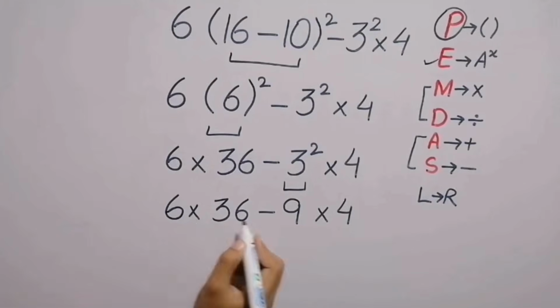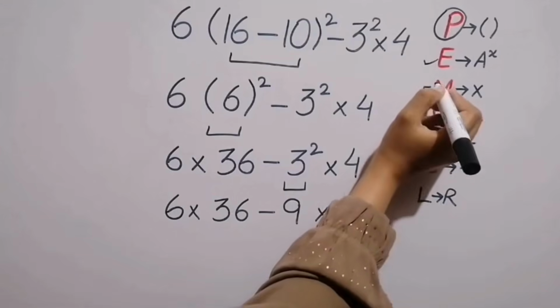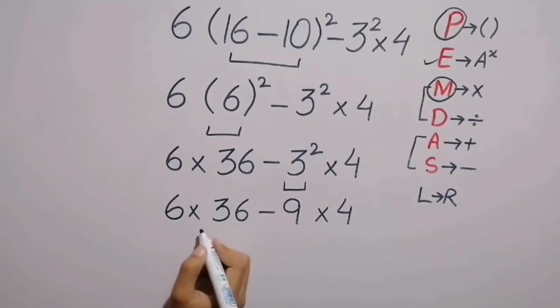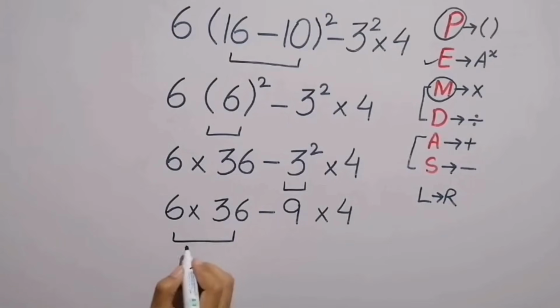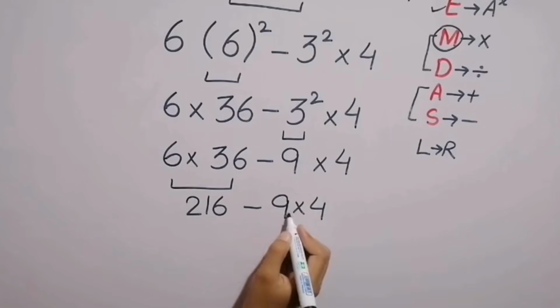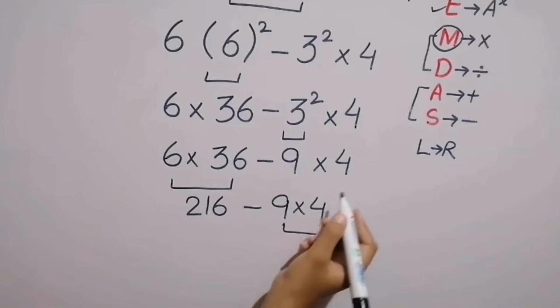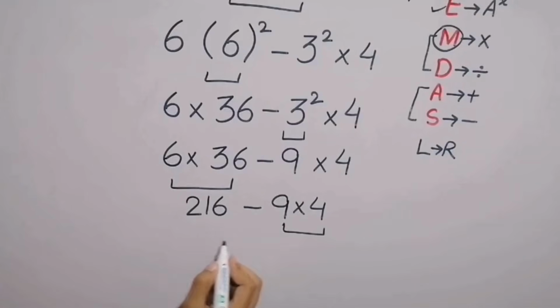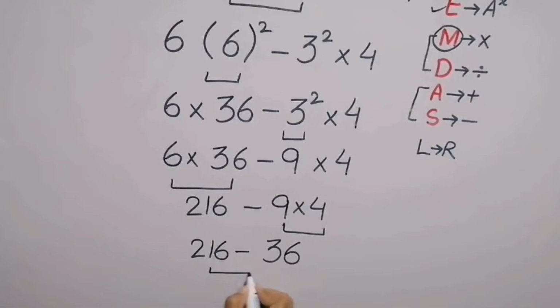Now we have multiplication, subtraction, and finally again multiplication. First we do multiplication because multiplication comes before subtraction. We do multiplication between 6 and 36 and write this expression as 6 times 36 equals 216, then minus 9 times 4. Now we have subtraction and multiplication. We do multiplication between 9 and 4 because multiplication comes before subtraction. And we simplify this expression as 216 minus (9 times 4 equals 36). Finally, 216 minus 36 equals 180, and this is the final answer to this expression.